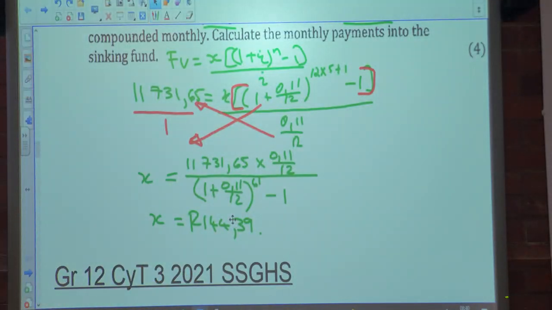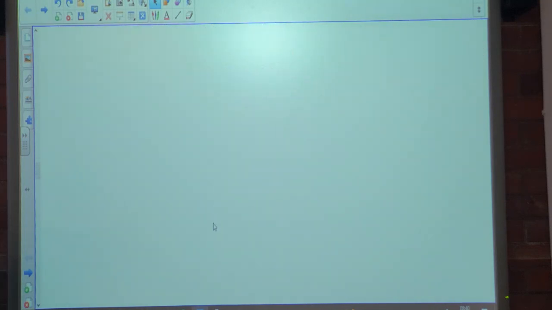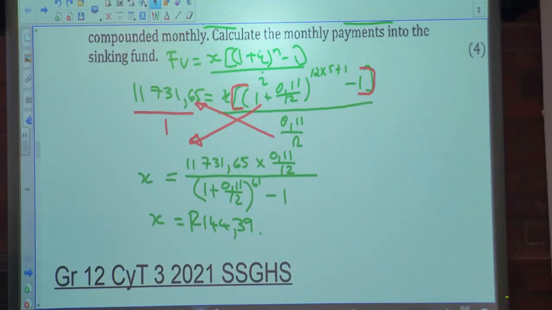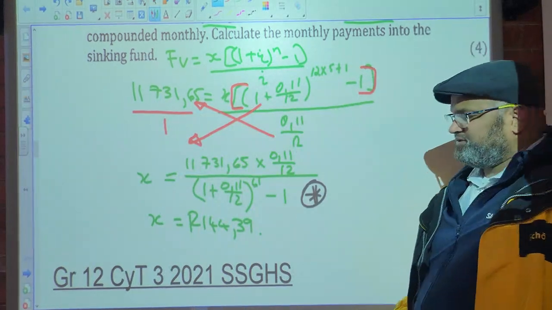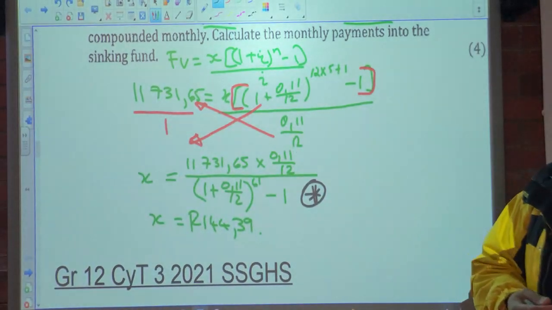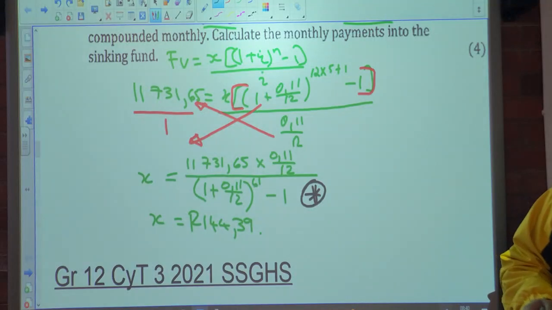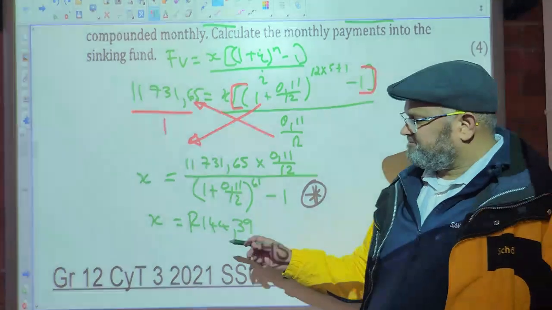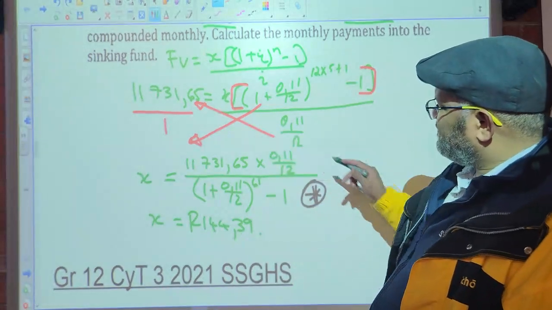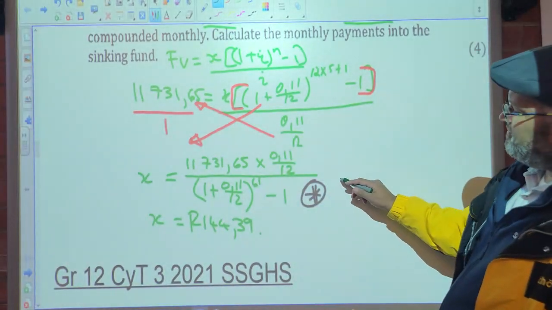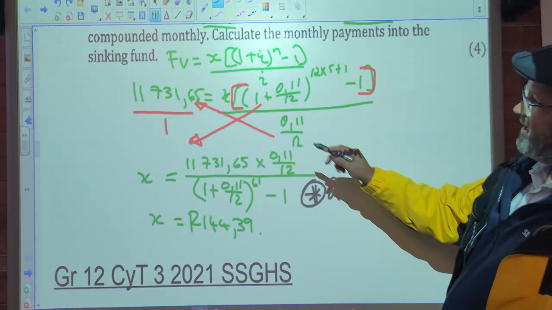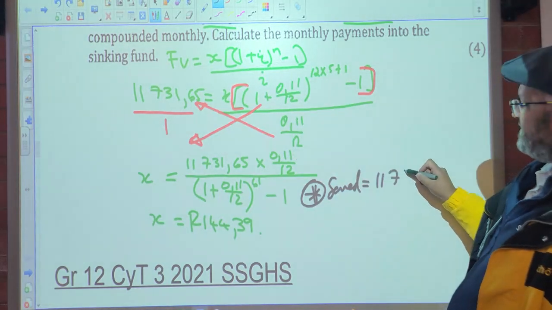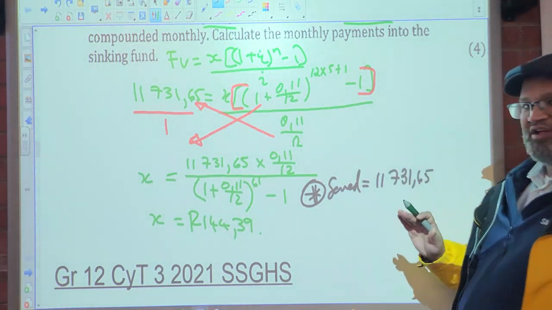Right, you guys understand? Just check if the interest question is next. If it's not, I'm going to show you how to work that out as well. It's not asked. So the question could be, how much interest, or how much was actually saved if they had taken this route? Okay, so what happens is, you could say saved, the item would have cost 11,731 Rand and 65 cents if they had not made the savings.